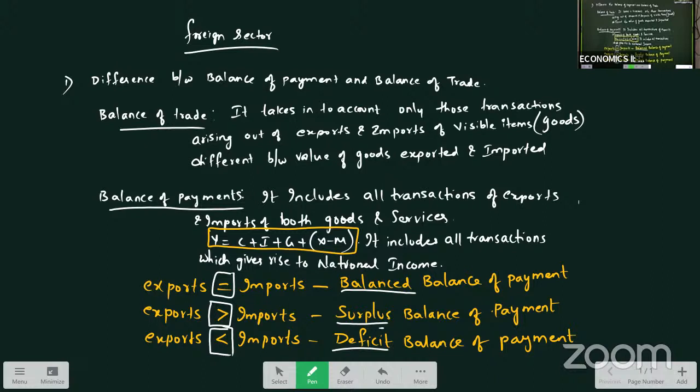So when we have export and import equal, we have balanced balance of payment. When our exports are greater than our imports, surplus balance of payment. And when our exports are less than our imports, we have deficit balance of payment. So this introduction you will write. Now we'll write the difference between balance of trade and balance of payment.